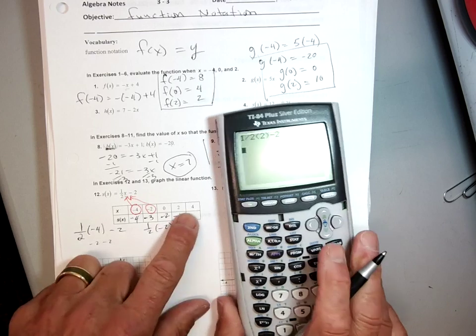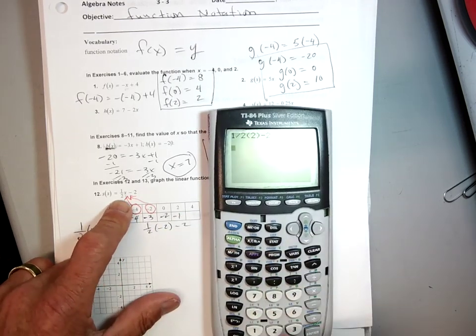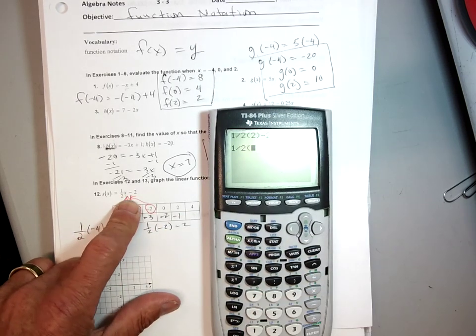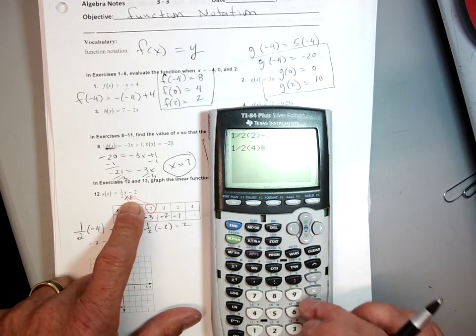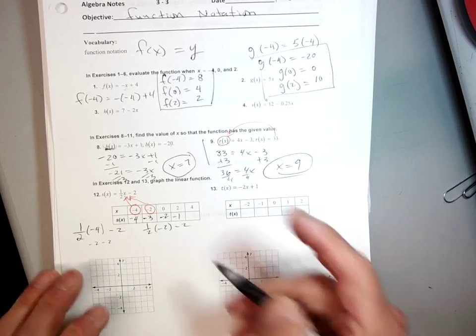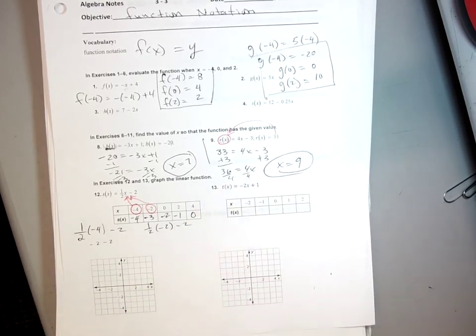Same thing, I plug in the 4 for x. If you have a hard time with fractions, 1/2. You plug in 4, and then subtract 2, I get an answer of 0. Okay, so these are points. Well, let's graph these points.